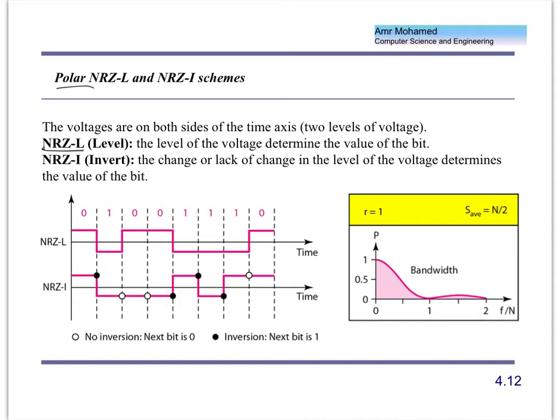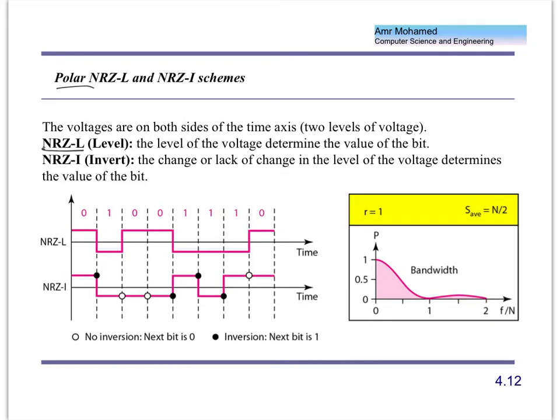Polar non-return to 0 tends to represent 0 as positive and 1 as negative, or the other way around. Here, as we can see, the 0 is positive voltage and the 1 is negative voltage. 0 is positive and 1 is negative. You can reverse it, it's fine. So what is the difference between this one and the unipolar non-return to 0? Here we have negative voltage to represent one of the data elements.